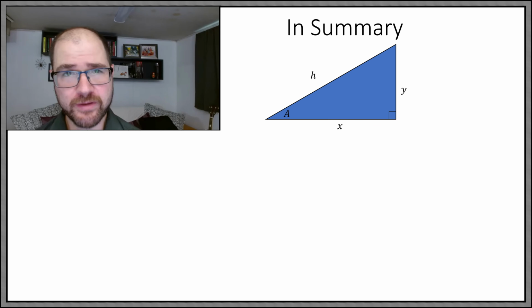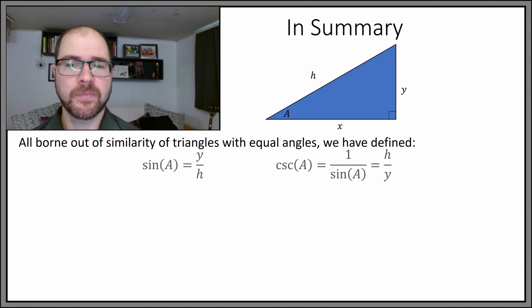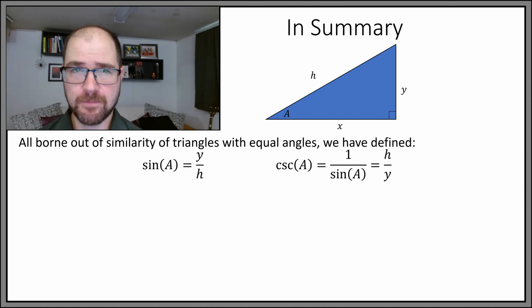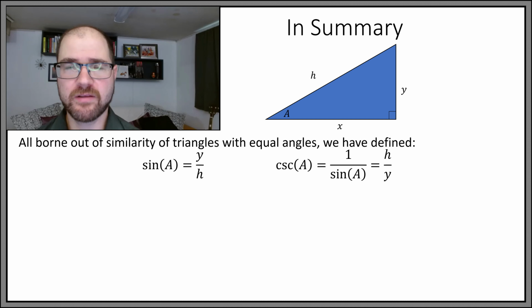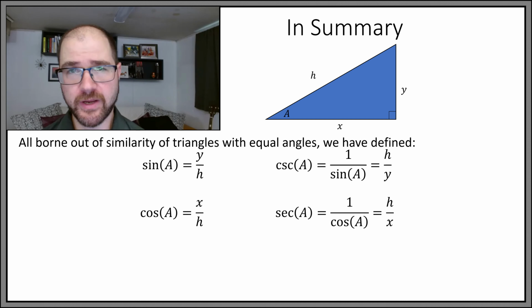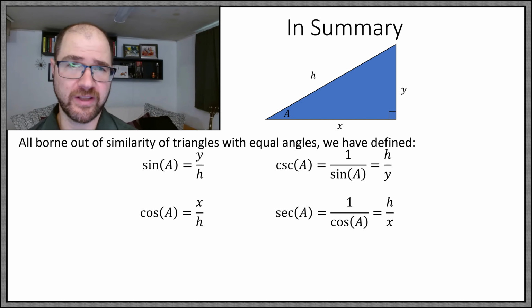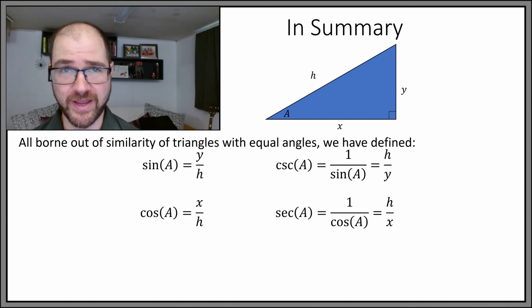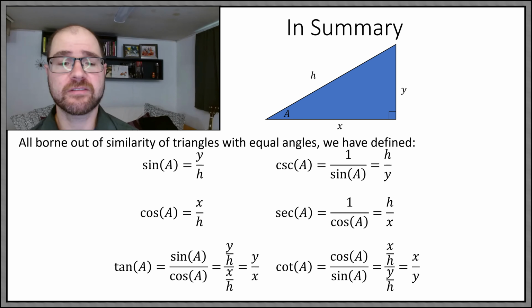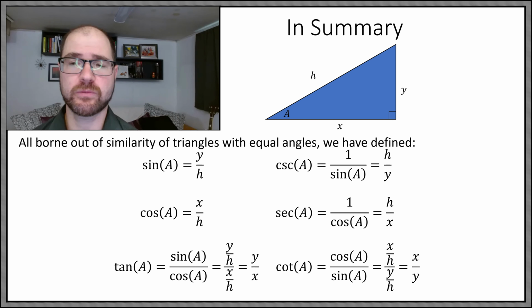In summary, what have we established for right triangles? All from starting with similar right triangles, the sine of the angle A is the side length across from it, y, divided by h, and the cosecant is 1 over that. The cosine, in contrast, is the adjacent side length x divided by the hypotenuse h, and the secant is 1 over that. The tangent of A is simply the sine divided by the cosine, which works out to be the opposite side length divided by the adjacent, and the cotangent is 1 over that.